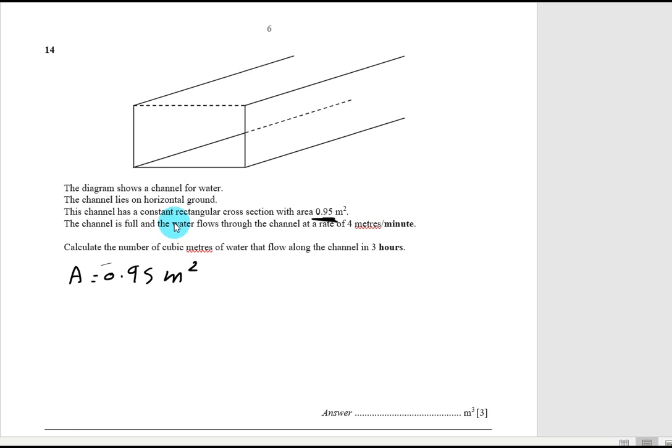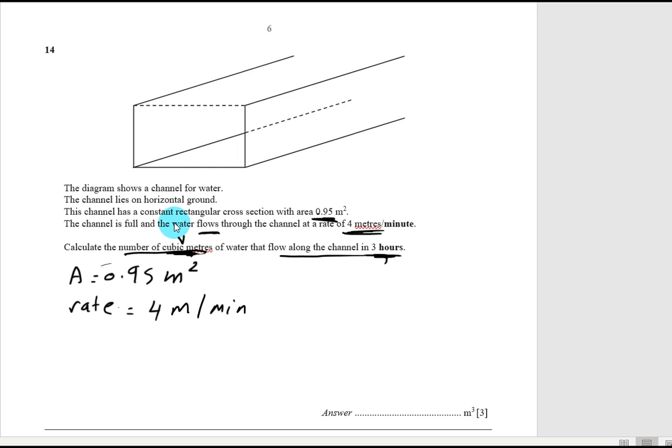The channel is full and the water flows through the channel with a rate. Rate here means speed. So rate or speed is equal to 4 meters per minute. Calculate the number of cubic meters, so the volume of the water flow along the channel in 3 hours. So I need the volume flow in 3 hours.